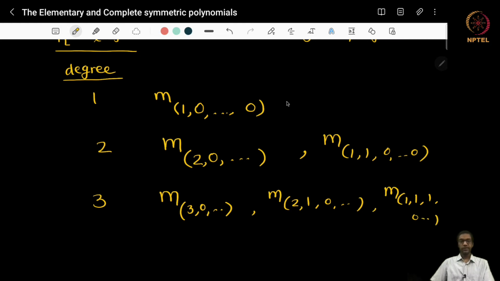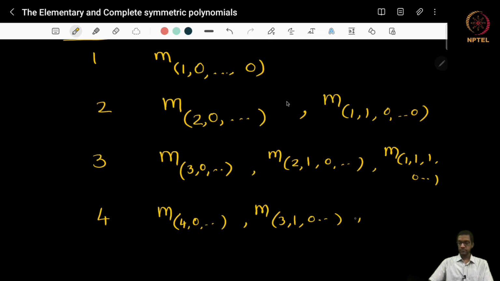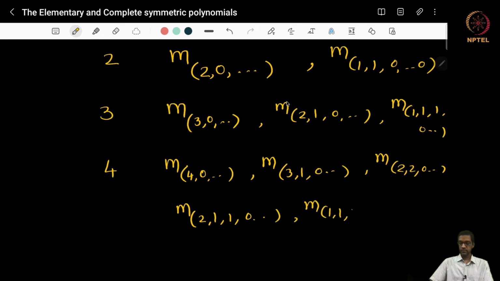Okay, and you can already sort of see where this is going. So this is when I look at a general number, or maybe I'll just say I take 4. I have to look at all partitions of 4, all ways of writing 4 as a sum of positive integers: 4, 3 1, 2 2 and all zeros, 2 1 1 and all zeros. Finally, 1 1 1 1 and all zeros. So there are 5 of them here.